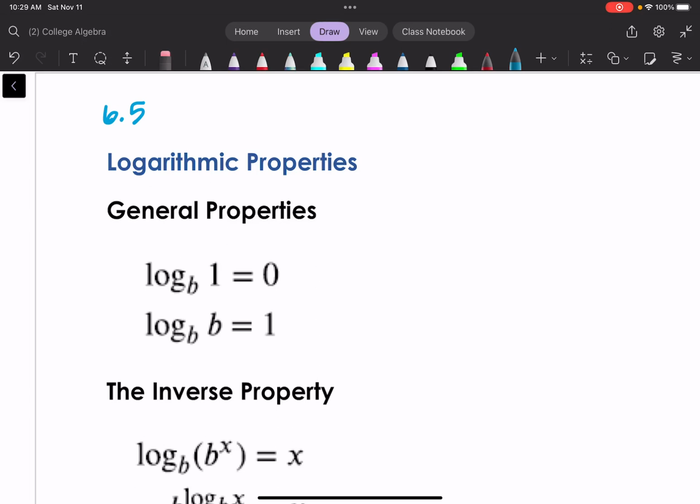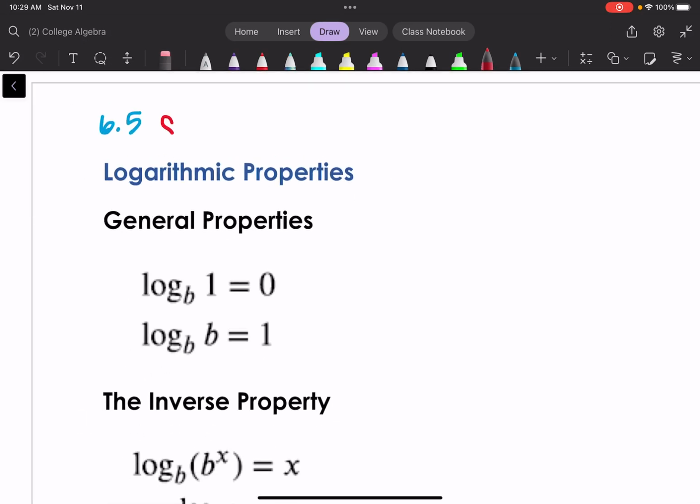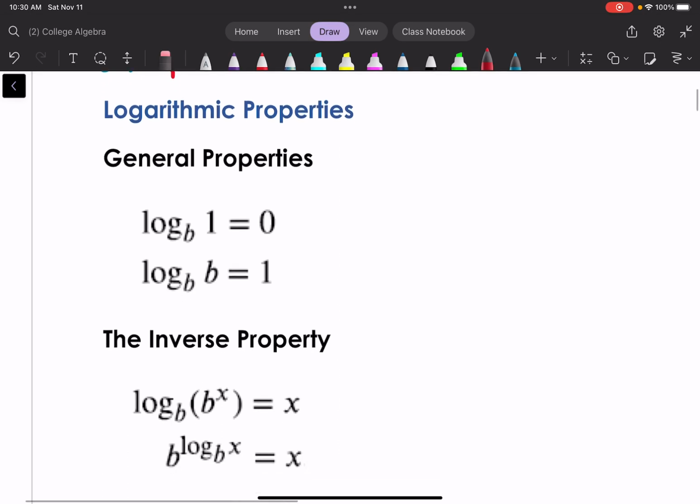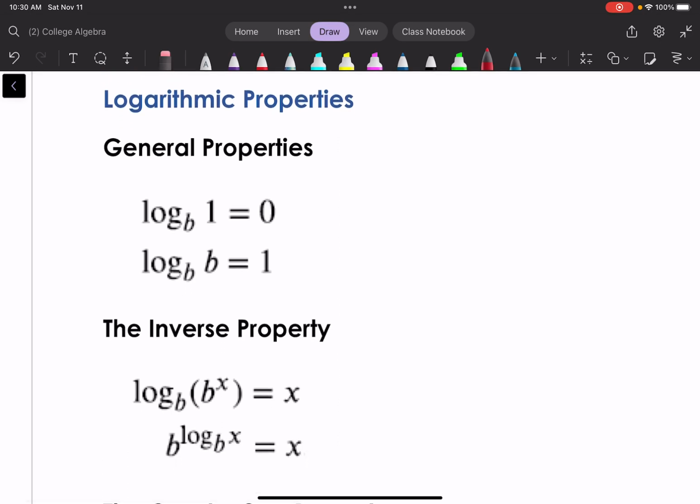This is section 6.5, logarithmic properties. So some general properties of logarithms that follow from their exponential definition. And these should make sense. So let's take a look at them.